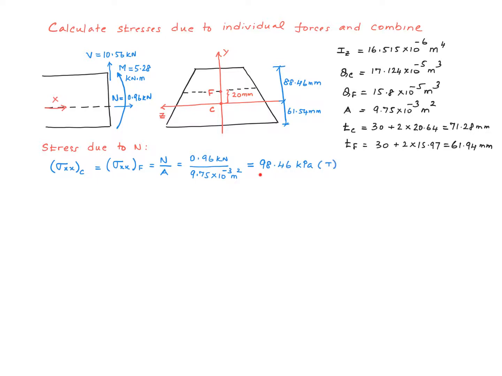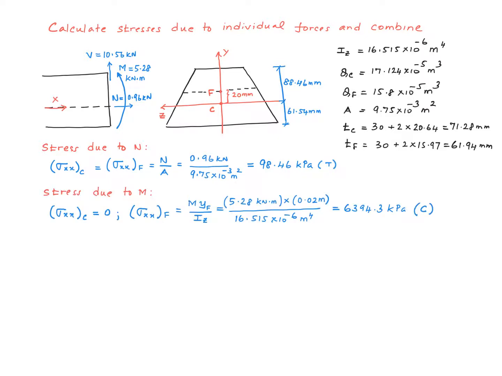We also note that this is a tensile stress because the force is a tensile force and therefore the stress is a tensile stress. Next, we calculate the stress due to the bending moment M. Since point C is the centroid, the stress on that is 0. The bending stress at point F, using this formula My over I, is 6394.3 kilopascal. And you can see from the direction of the bending moment, since point F is above the neutral axis, the stress is going to be a compressive stress.